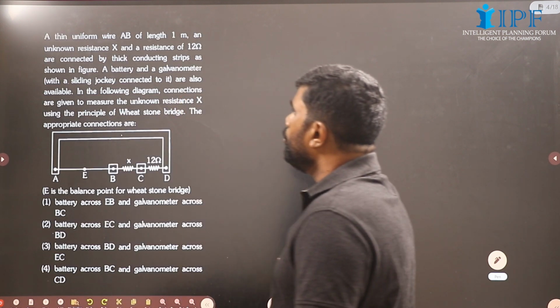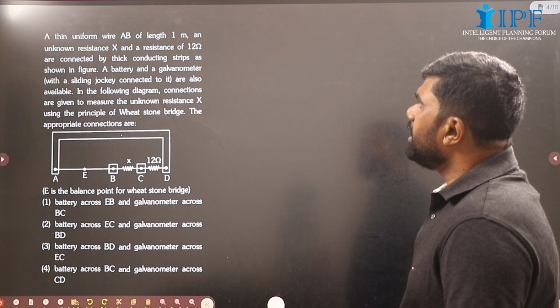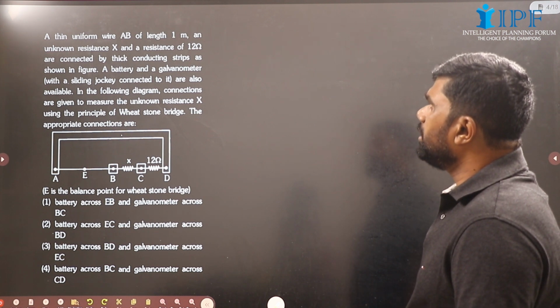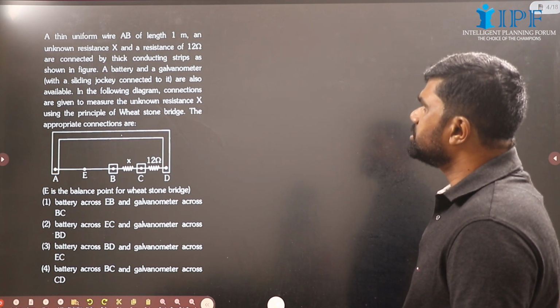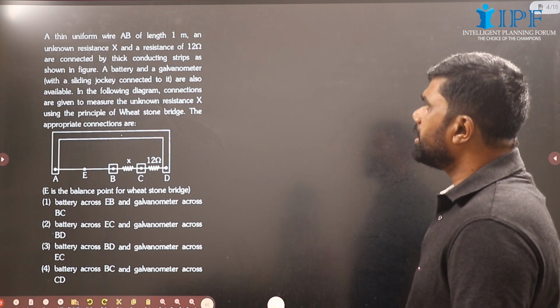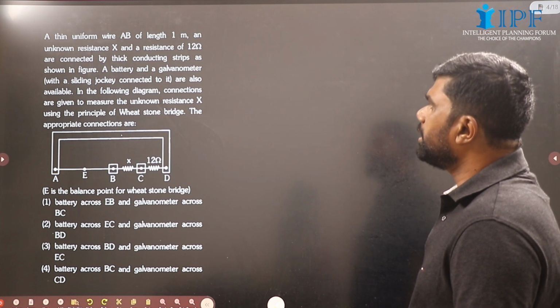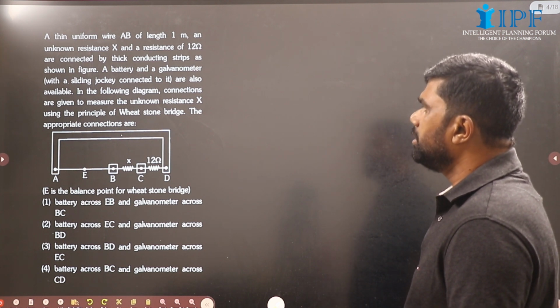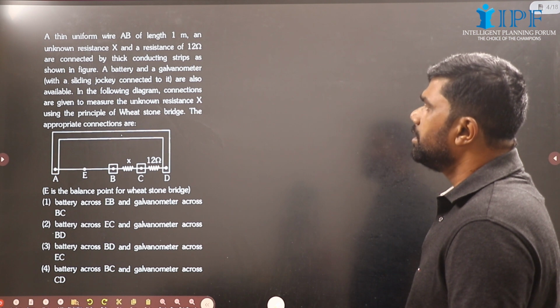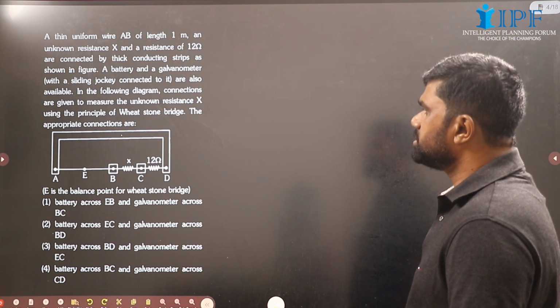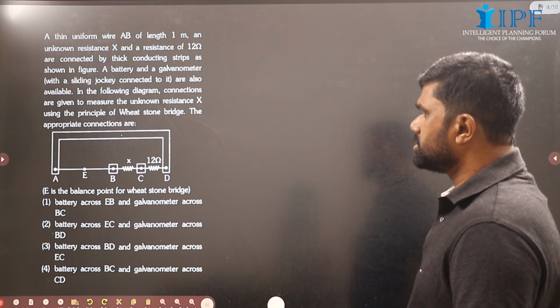Okay. Now a thin uniform wire AB of length 1 meter, an unknown resistance X and a resistance of 12 ohm are connected by thick conducting strips as shown. A battery and a galvanometer are also available. In the following diagram, which connections are given to measure the unknown resistance X using the principle of Wheatstone's bridge, the appropriate connections.